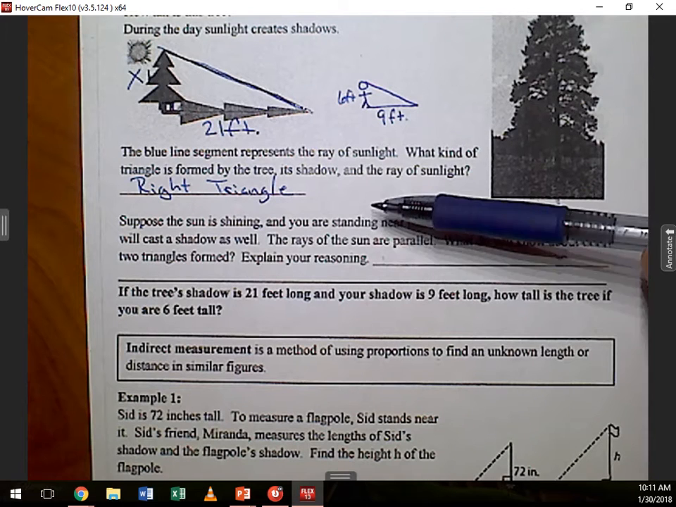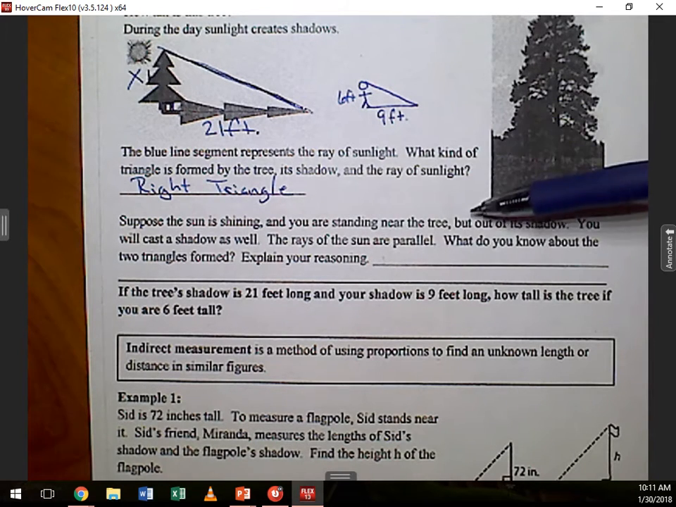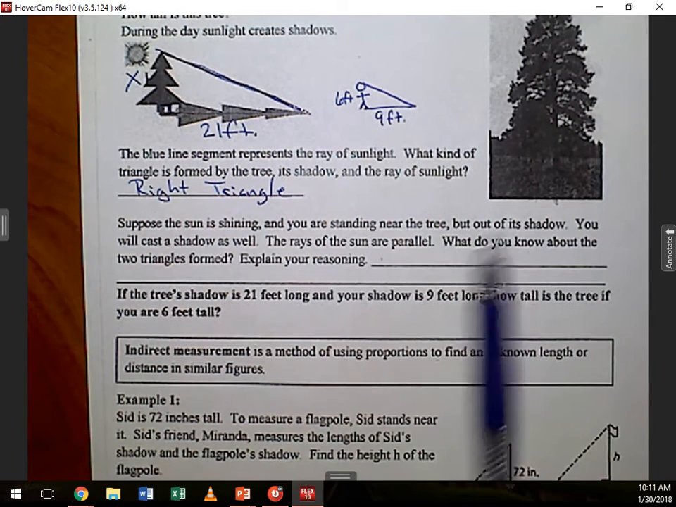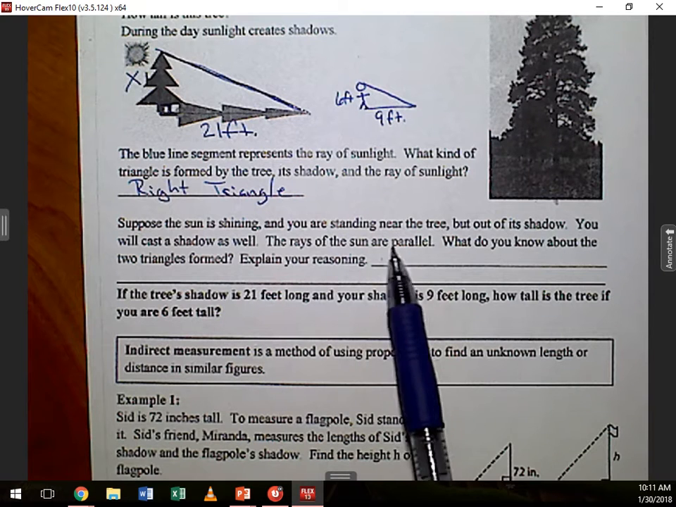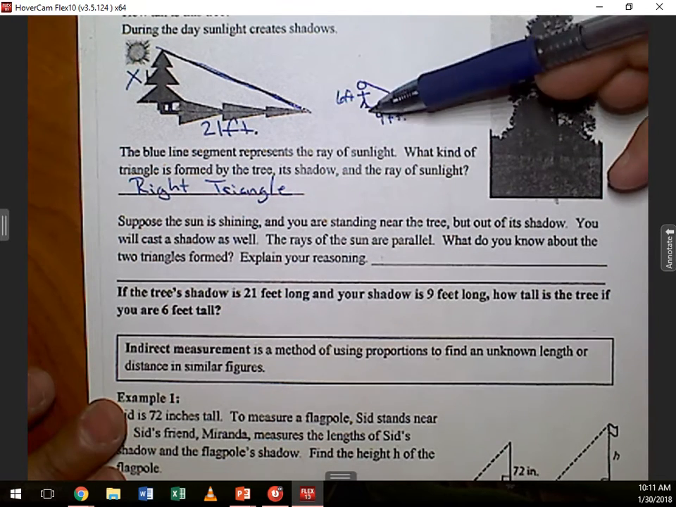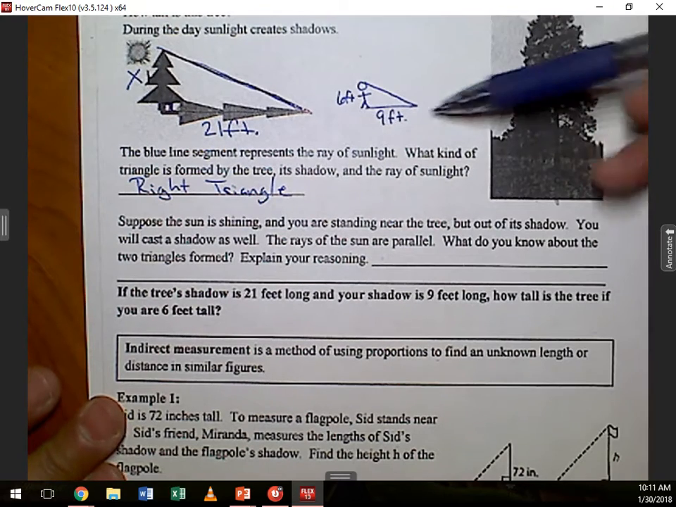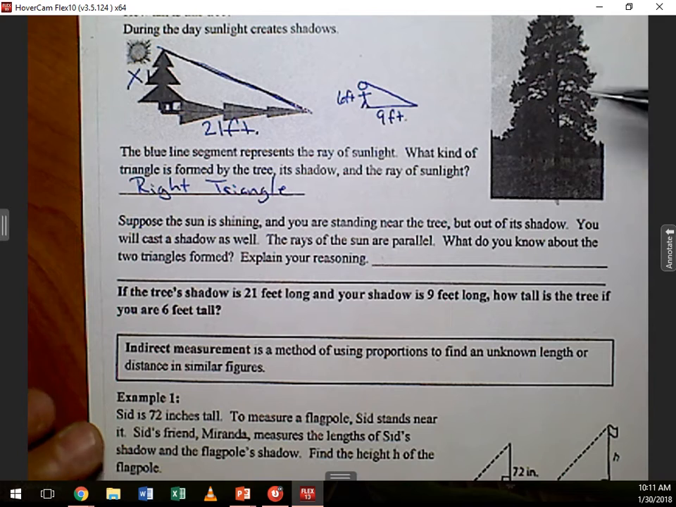Suppose the sun is shining and you are standing near the tree but out of its shadow, kind of like here. You will cast a shadow as well. The rays of the sun are parallel, so this and this go together. The rays of the sun will be parallel if you do this at exactly the same time. At the same time, you're going to have similar triangles because the shadow lengths are going to be proportional.